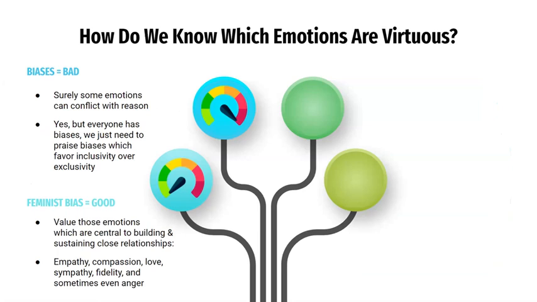Certainly some emotions can conflict with reason. We can admit that, but everyone has biases. We just need to praise biases which favor inclusivity over exclusivity. Also, we need to value emotions which are central to building and sustaining close relationships. Instead of discarding emotions like the traditional moral theories do, we need to emphasize and celebrate things like empathy, compassion, love, sympathy, fidelity, and sometimes even anger, which, again, emotions are not a central feature of the traditional moral theories.